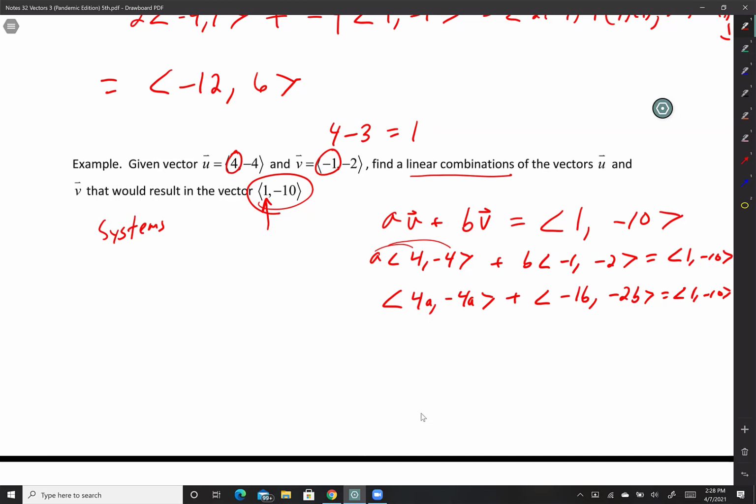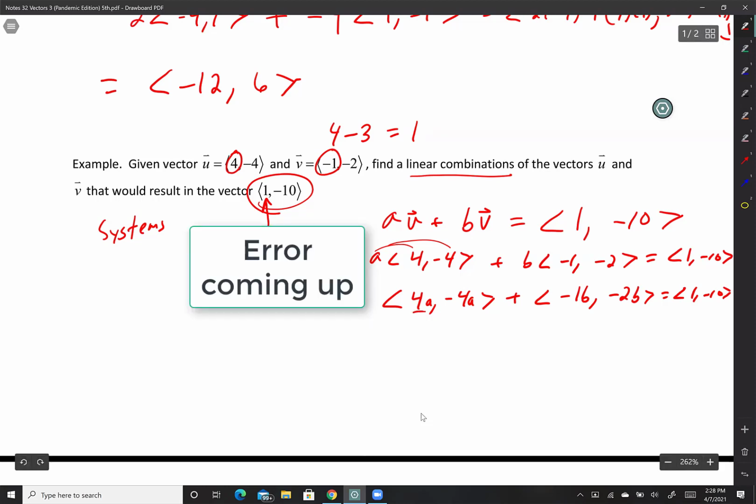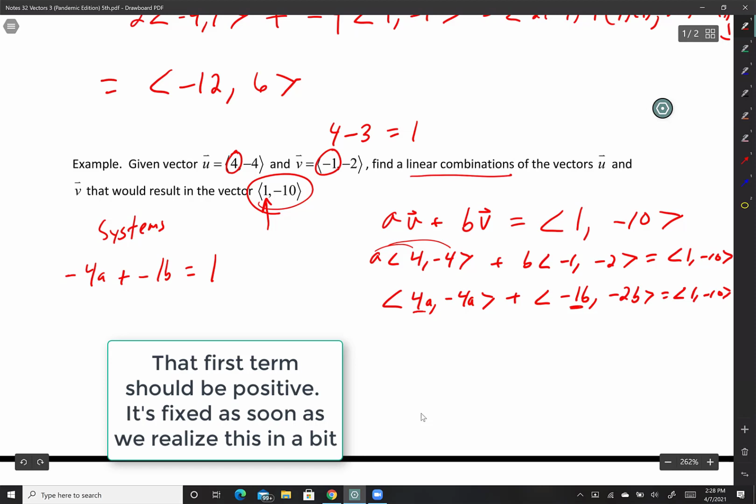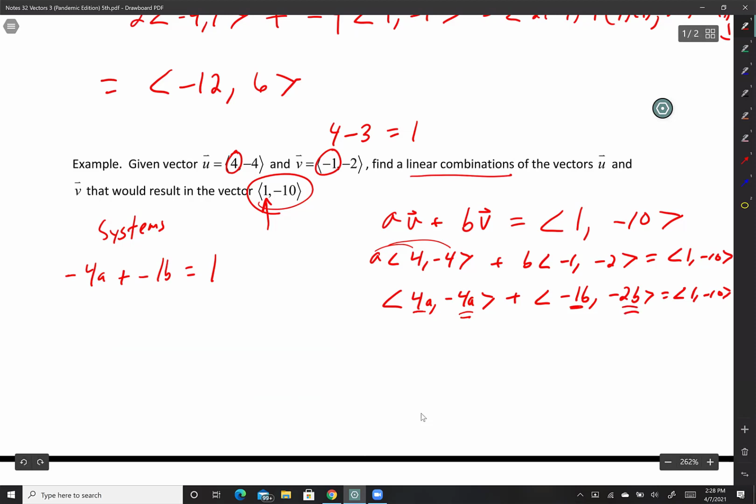Keep the x components the same. That's 4a plus a negative 1b has to equal 1 from the resultant vector. Now I'm looking at the other one. Negative 4a plus a negative 2b has to equal negative 10. Look, guys, system of equations.